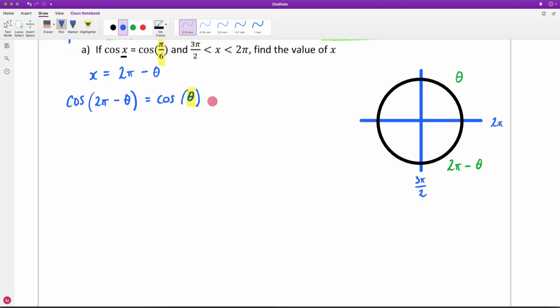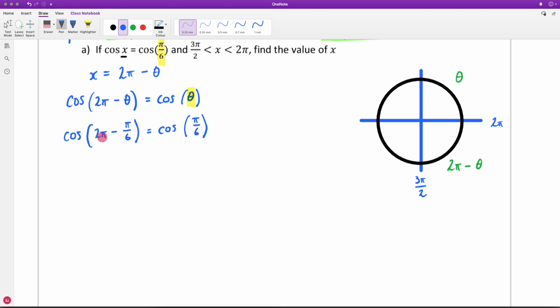So I can now rewrite this. So this is going to be cos of pi on 6, because theta is pi on 6. And here's another theta, so I can put pi on 6 here. So it's going to be cos of 2 pi minus pi on 6. If I now simplify this, I will get my answer.